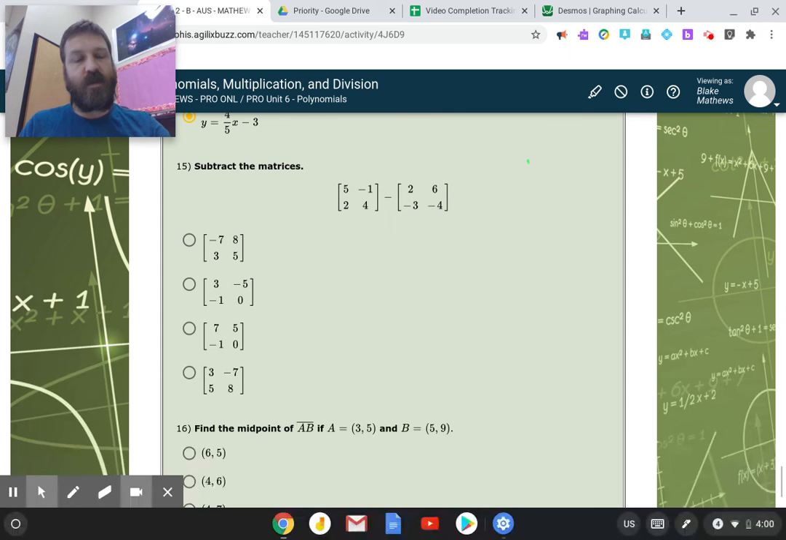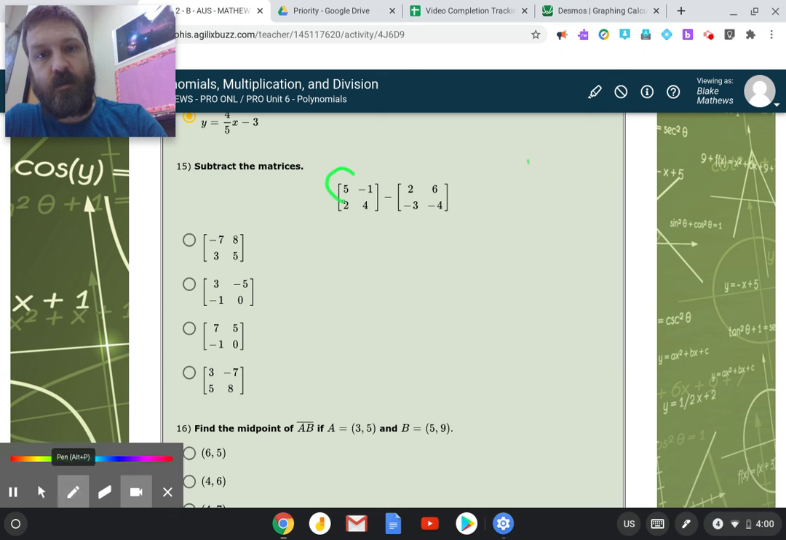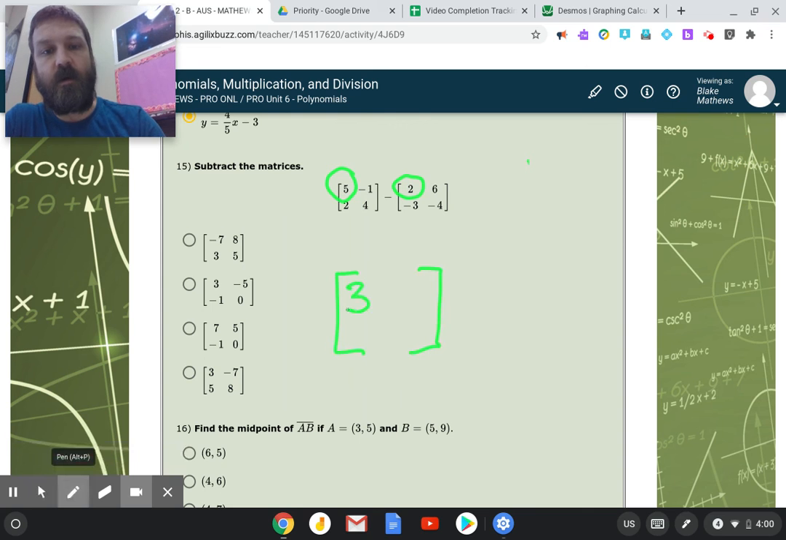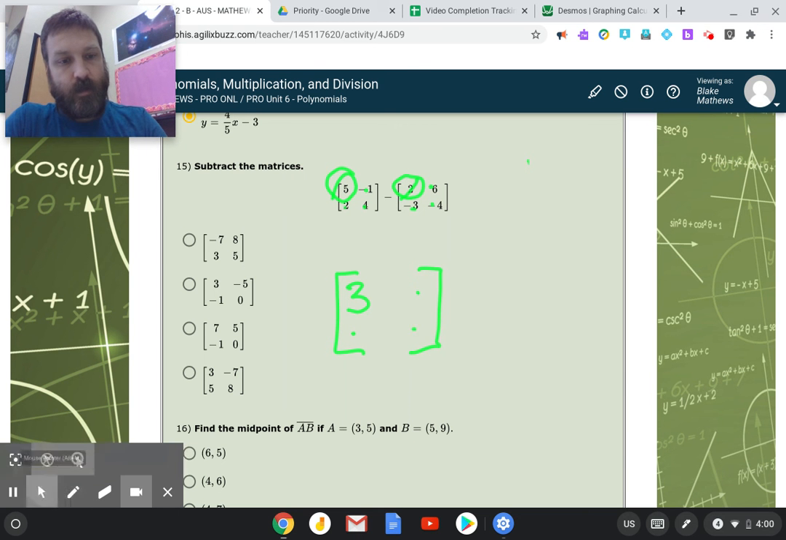Not much to say about subtracting matrices, but I'll show you the very first part. All you have to do is whatever is in the same position needs to be subtracted. So in my answer matrix, 5 minus 2, there should be a 3 here. And then I need to go from there. Then I need to do 2 minus negative 3, negative 1 minus 6, 4 minus negative 4. And that gets me my other 4 terms. So subtract the things in the same spot from each other.